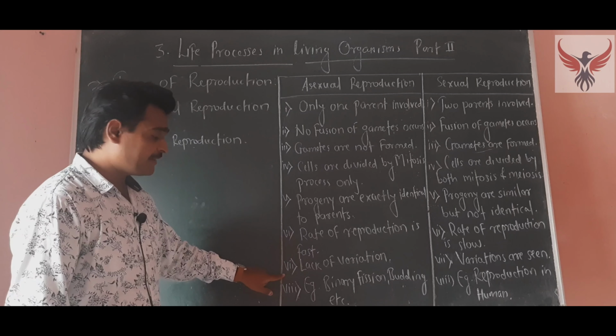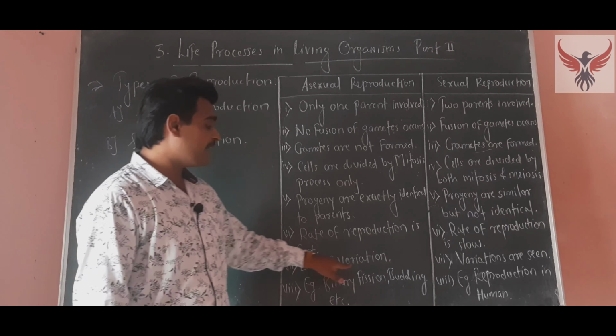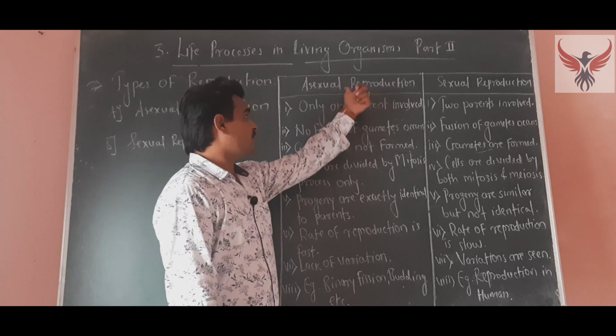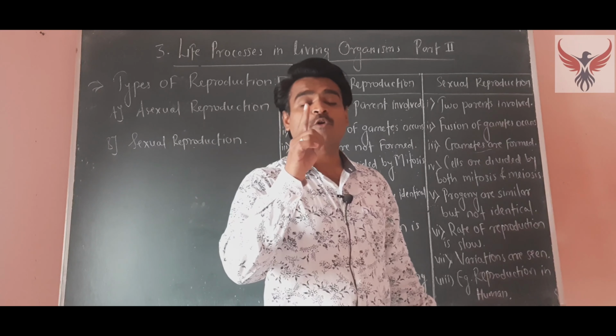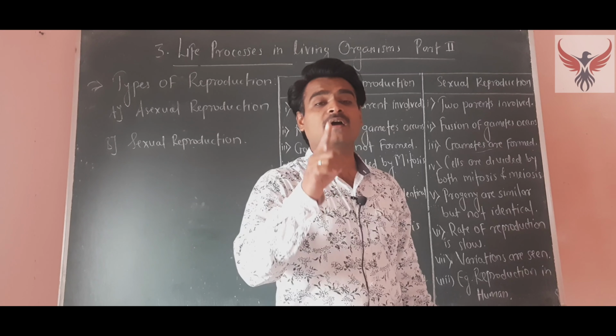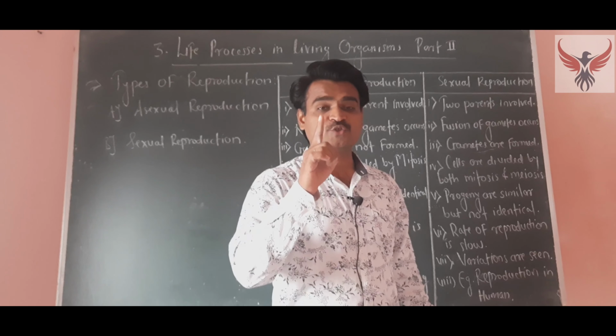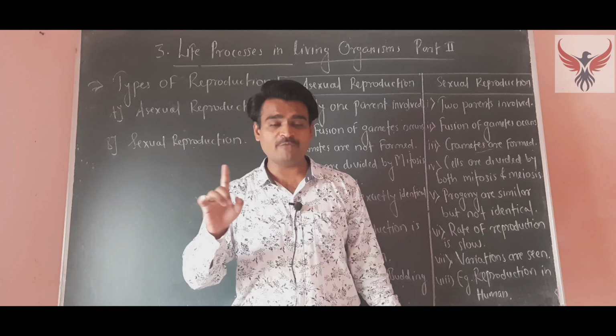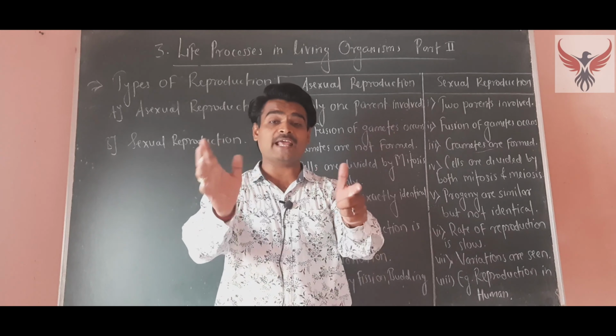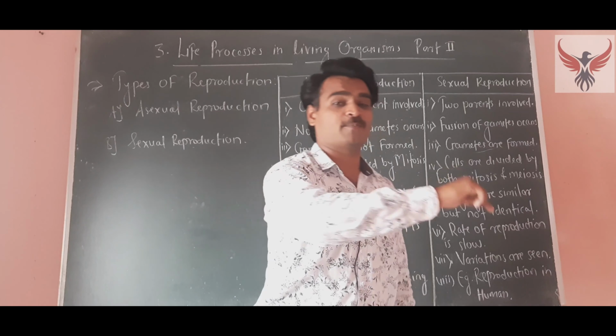After that, the seventh difference is lack of variation. In case of asexual reproduction, there is lack of variation. Lack of variation means the progeny are not showing any variations. The progeny are exactly alike to their parents. That's why lack of variation. This is the main disadvantage of asexual reproduction.